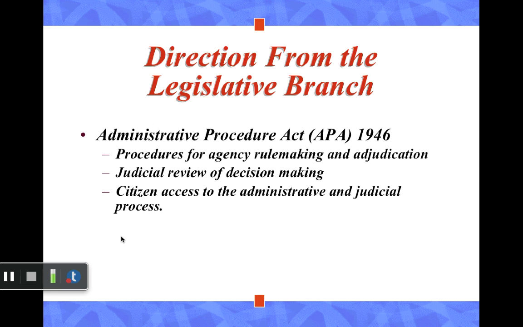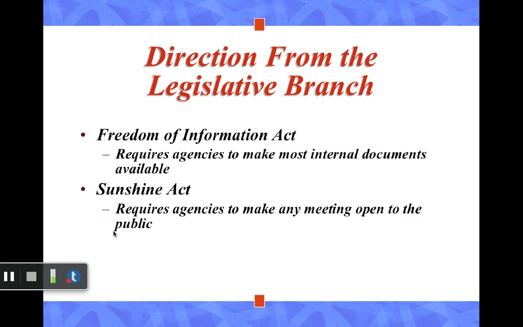It provides an overview of what judges are going to have to look at for any decisions that agencies make, and it provides citizen access to administrative and judicial process. And this is, again, a very important piece of federal legislation, and most agencies, like OSHA, have to follow what the APA dictates in terms of how they do business on a day-to-day basis.